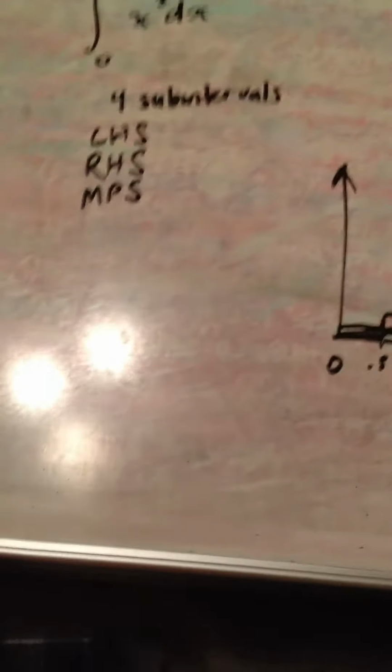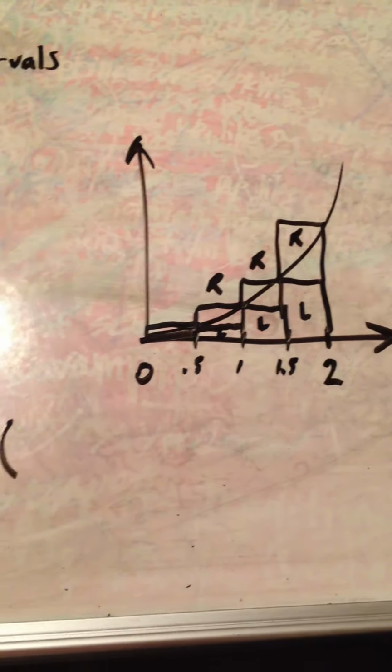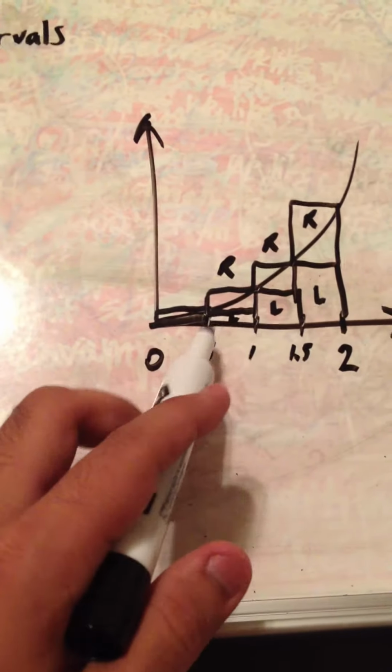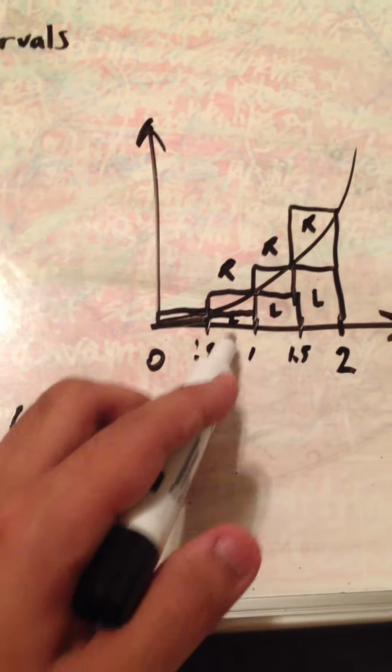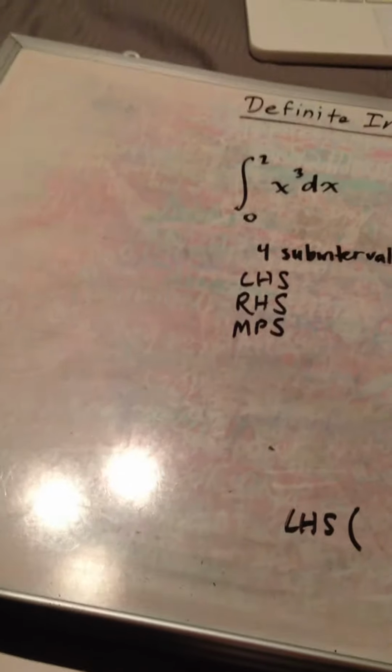Now, let's start with the left-hand sum. You'll notice that we're just trying to find the area of a bunch of rectangles here, right? So from 0.5 to 1 is 0.5. The width is 0.5, the width is 0.5. So you'll notice all the widths are 0.5. It's the height that changes, right?